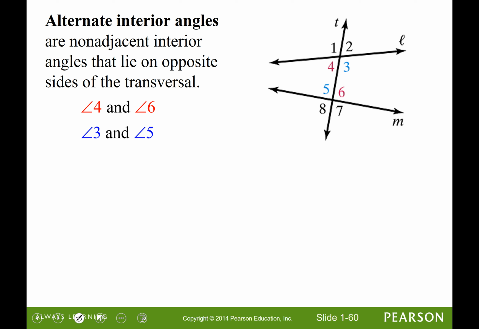Alternate interior angles. Okay, think of the wording. Alternate interior angles. So those would be non-adjacent interior angles that lay on opposite sides of the transversal. I don't know if it's harder to read it as the term, alternate interior, or as the definition. Let's look at the picture. That might help us. Alternate interior.